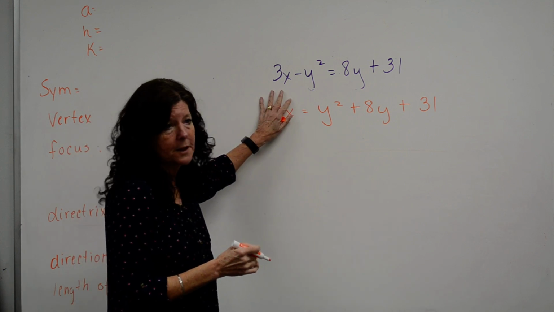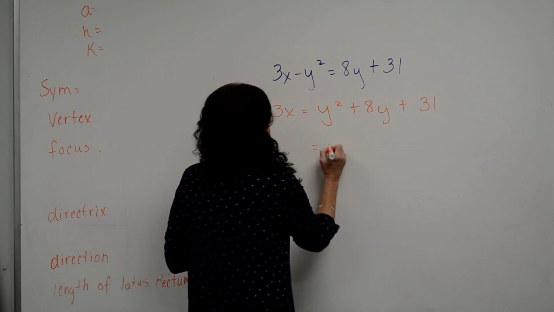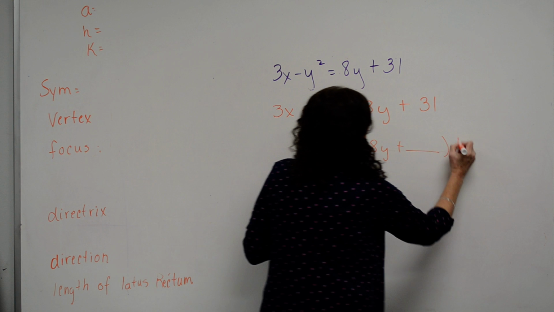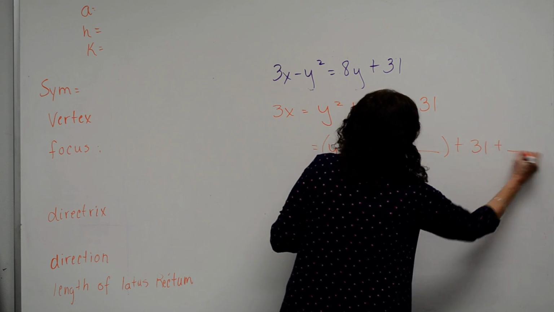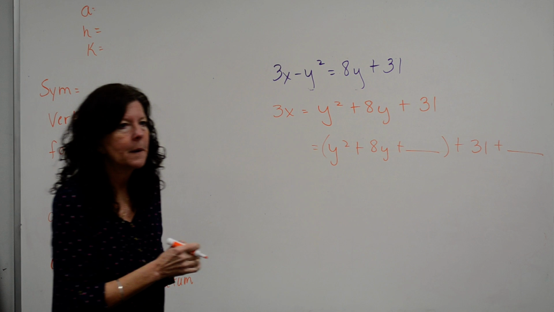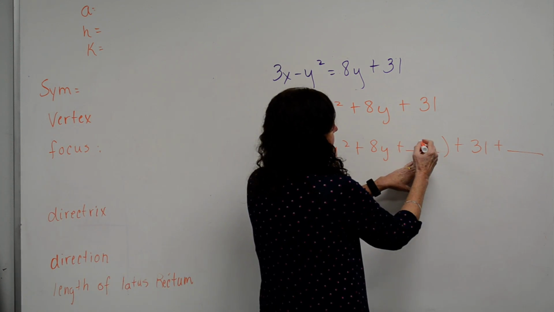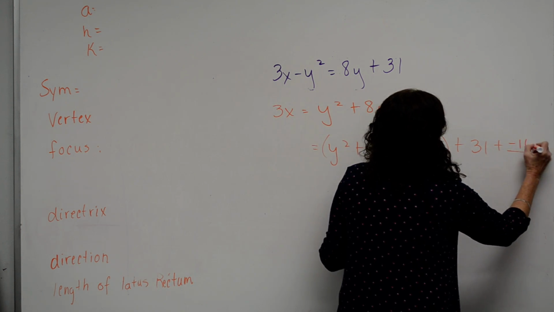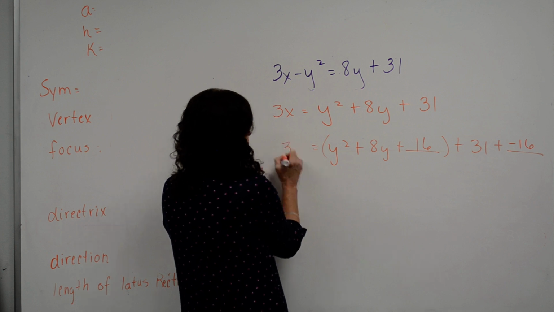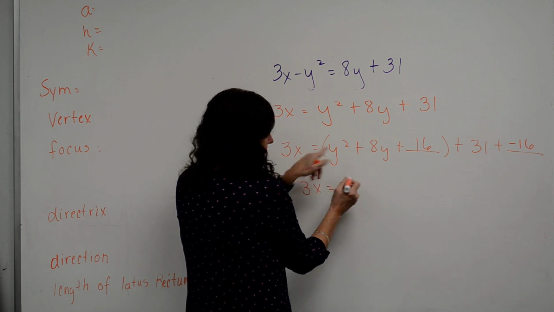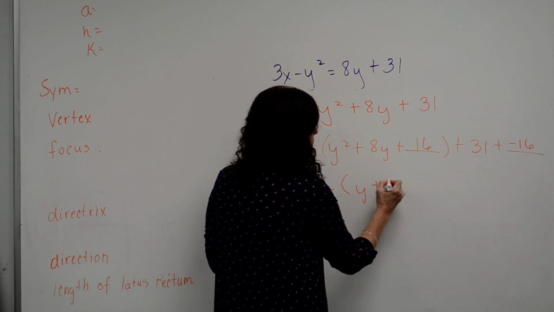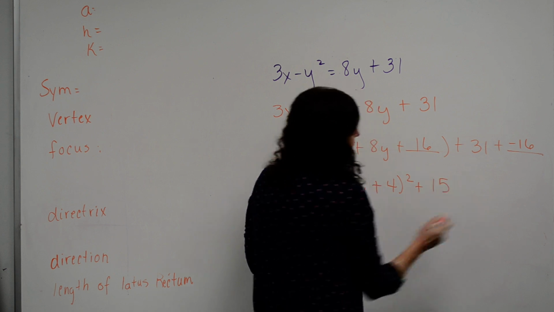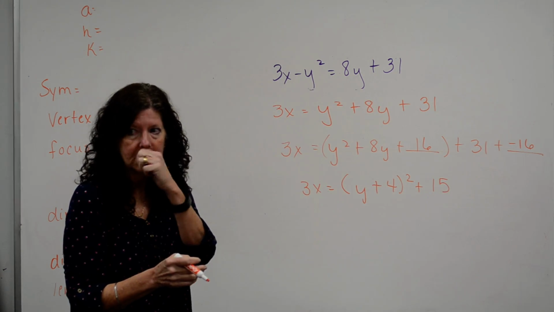Okay? Now I'm not going to mess with this right now. I'm going to work my way through here. So I have y squared plus 8y plus blank plus 31 plus blank. All right, what's half of 8? 4. 4 squared is 16. So what do I have to add there? Negative 16. Okay? So then I'm coming over here. Remember, I still have 3x here, 3x here. I factor that, so I have x plus 4 squared plus positive 15, right? You with me so far?